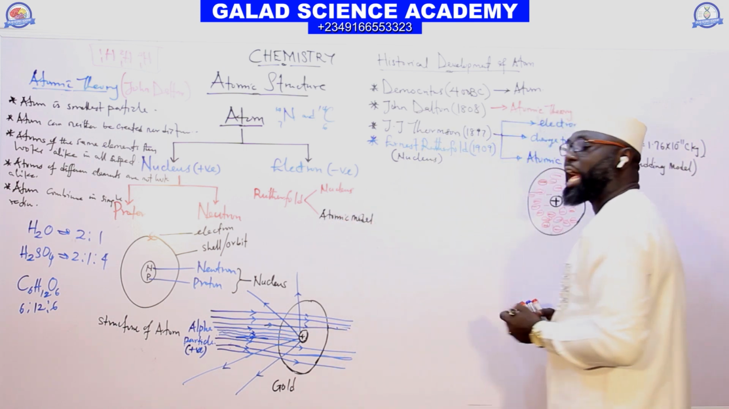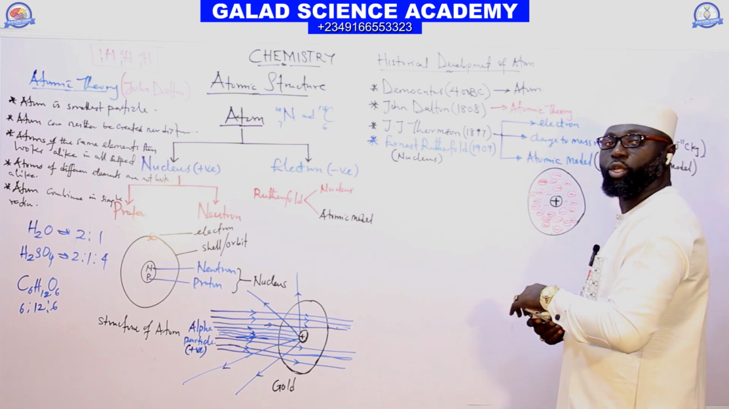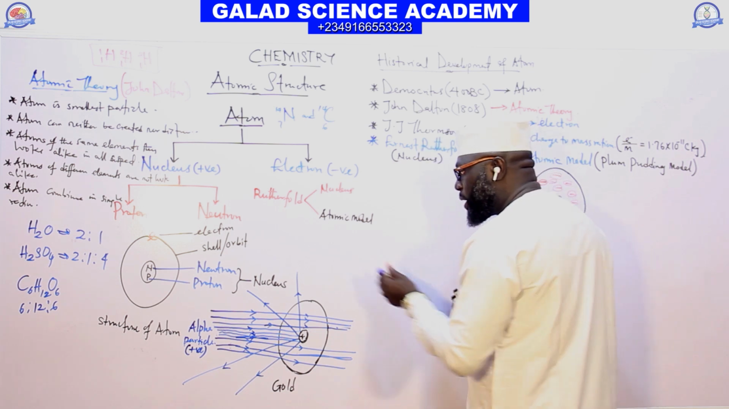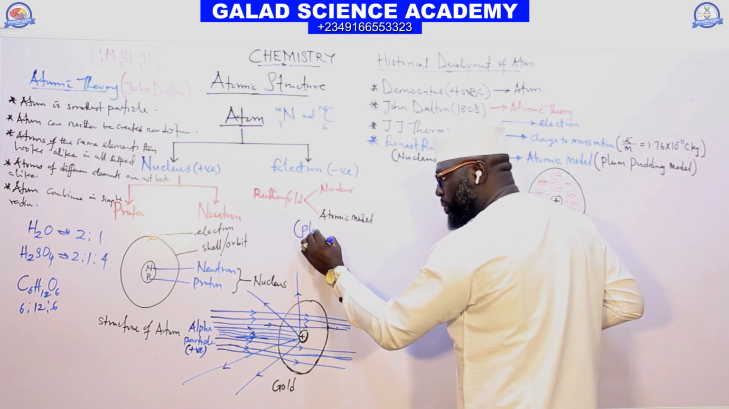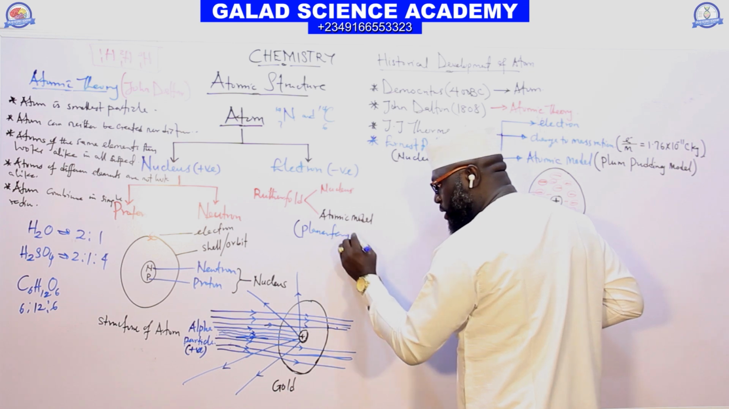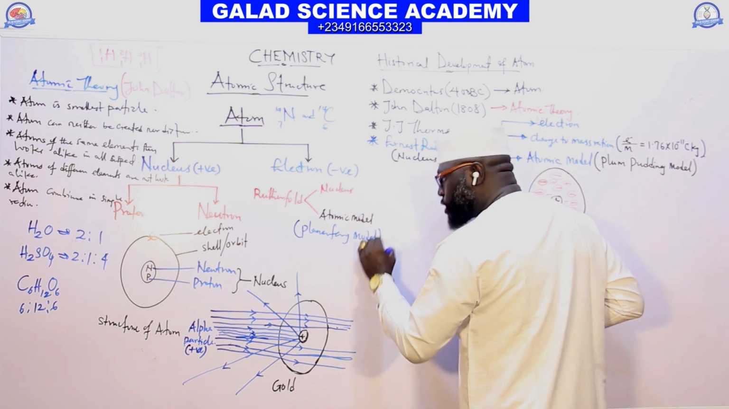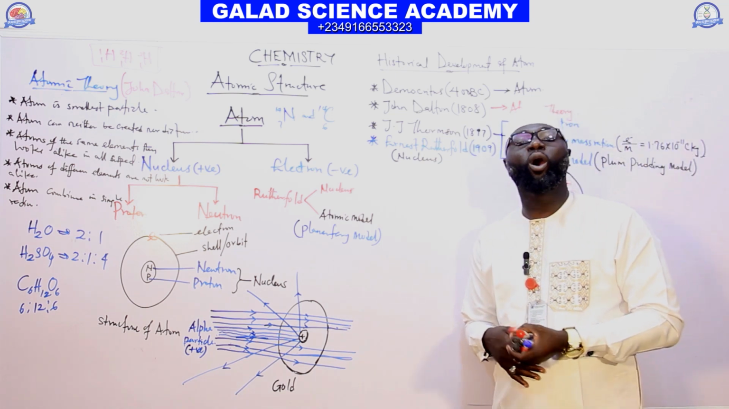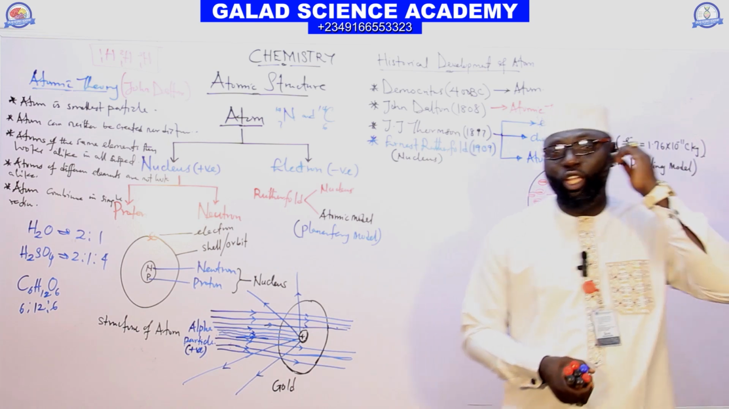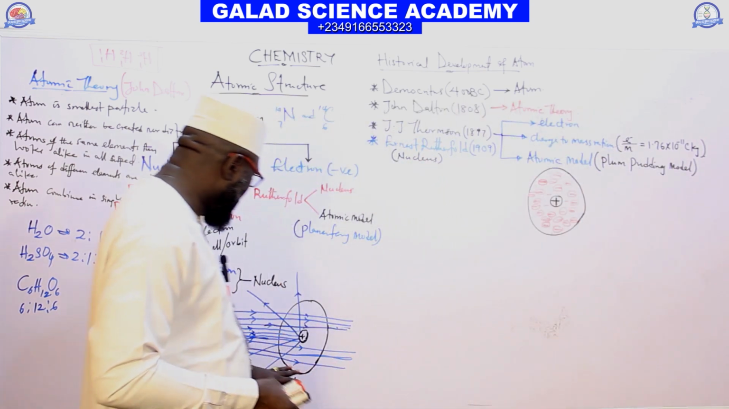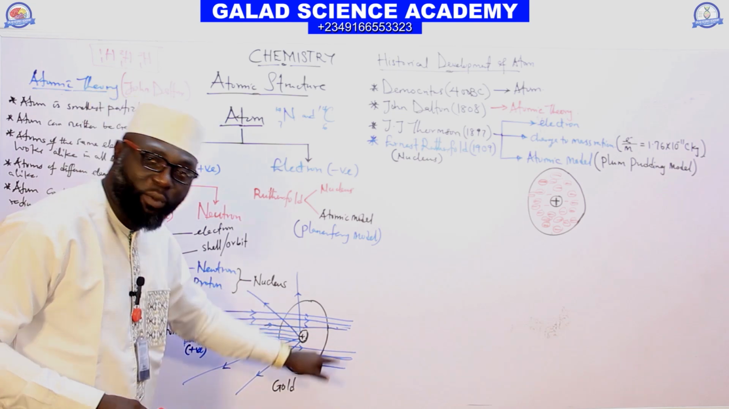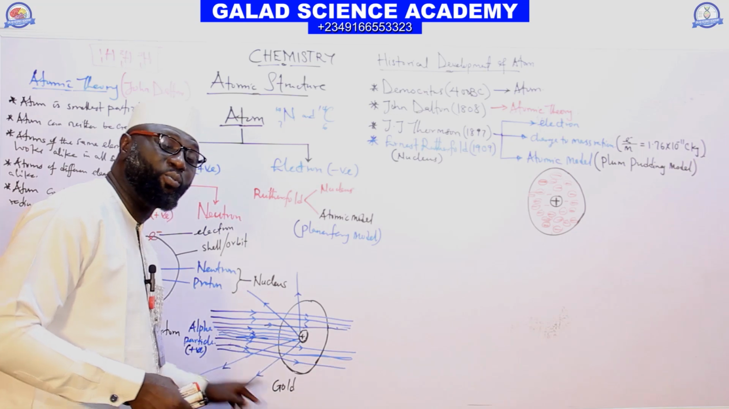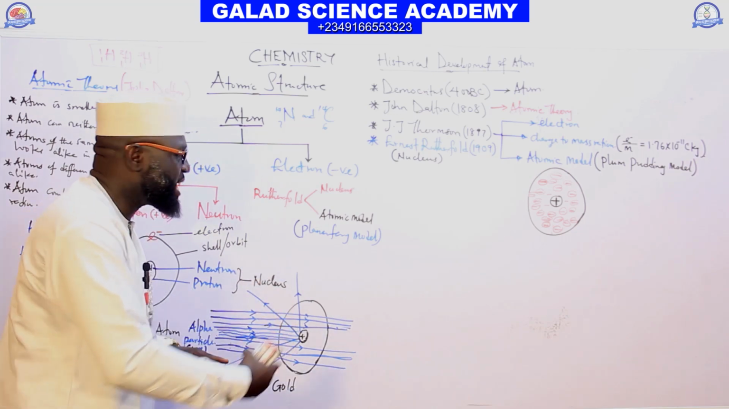And the Rutherford atomic model, we can also call it the planetary model. So the Rutherford model, also known as the planetary model, is the one that tells us that the electron orbits the nucleus. The electron is moving around the nucleus, or the electron orbits the nucleus. The electron is moving around the nucleus with high speed.